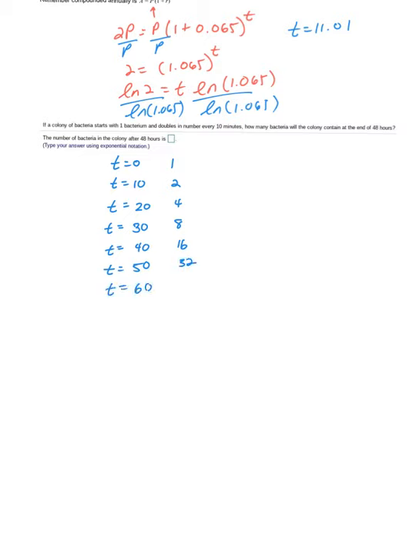60 minutes, so this is the end of 1 hour, 64. You may also notice that this is 2 to the 0, this is 2 to the first, this is 2 to the second, this is 2 to the third, 2 to the fourth, 2 to the fifth, 2 to the sixth. So 1 hour is made up of 6 intervals of time.